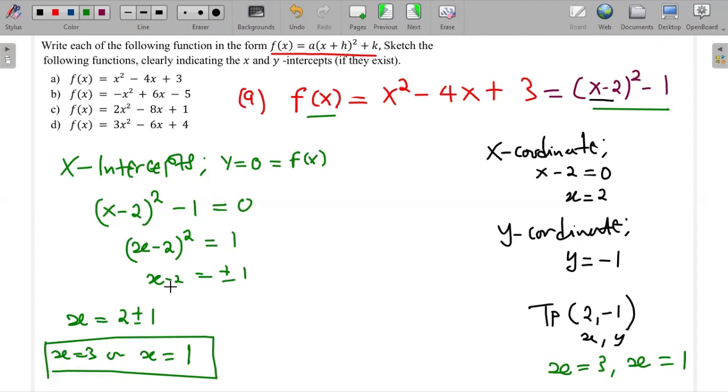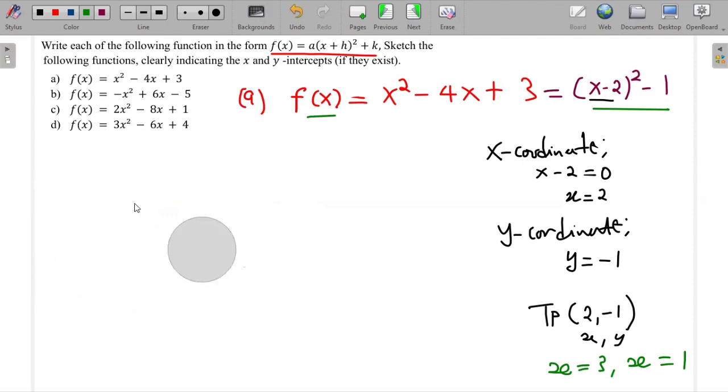To find the x-intercept, you're just solving a quadratic equation. What we are doing on question 1, to find the x-intercept, you're just solving a quadratic equation. So those are my x-intercepts. Let's find the y-intercept. What do you think is going to happen when you're finding the y-intercept?